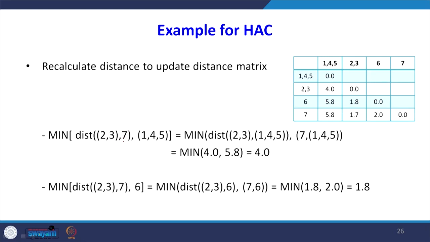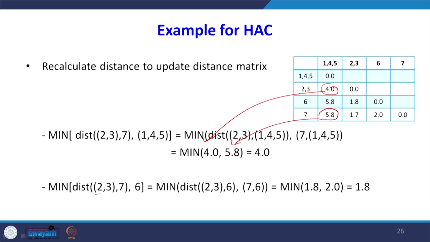So the distance between this cluster versus 1, 4, 5, this is the other cluster. So what are we going to do? 2, 3 versus 1, 4, 5, and 7 versus 1, 4, 5. So 2, 3 with 1, 4, 5, the distance is 1.45, this distance. So this 4 has come here. Second one, the distance between 7 and 1, 4, 5. So this one is 5.8. So this distance has come here. Out of this, the minimum is 4.